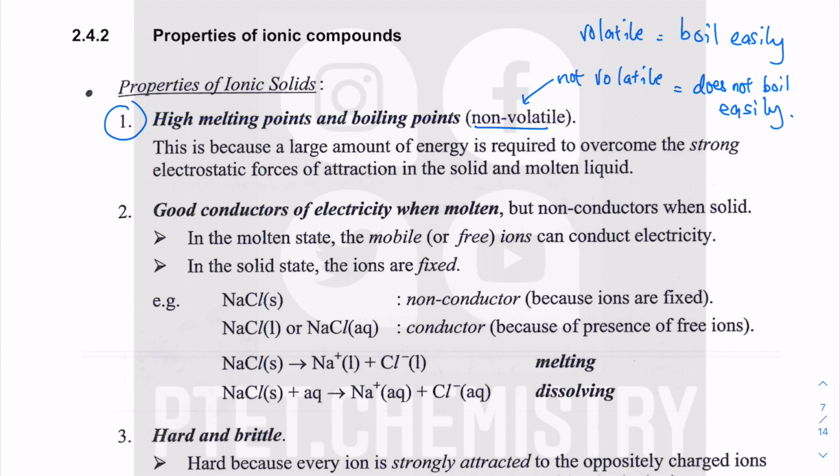That is because, stating is easy, but explanation is always required. You need a large amount of energy. You have to specify a large amount of energy required to break. Overcome is the same as break. You can use either. Strong ionic bond, which is referring to the electrostatic force of attraction. You have to specify this ionic bond, even though it's not stated there. Specify the strong ionic bond between the oppositely charged ions in the solid as well as the molten liquid state. Talking about the solid when you talk about melting point, you talk about the liquid when you talk about the boiling point.